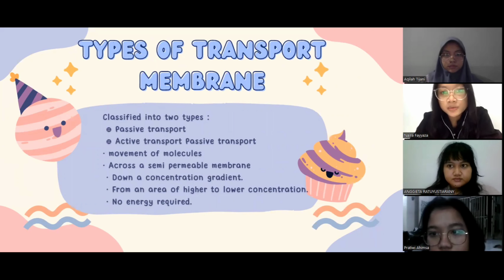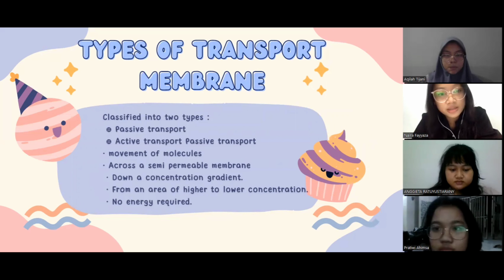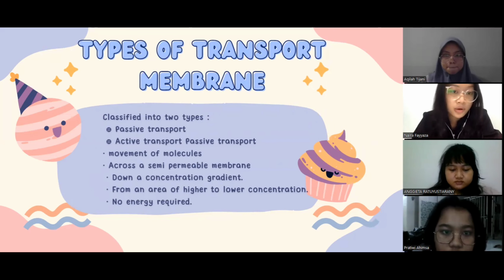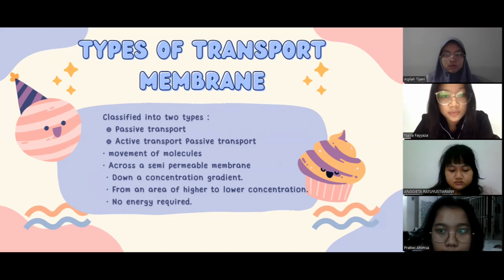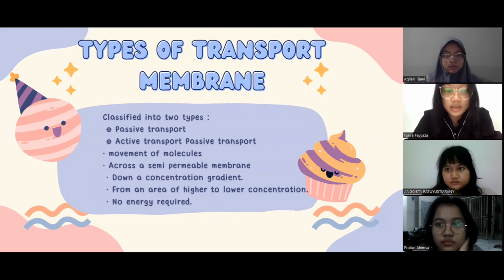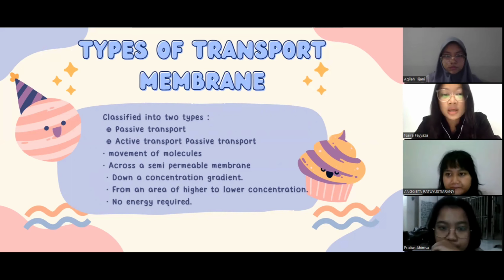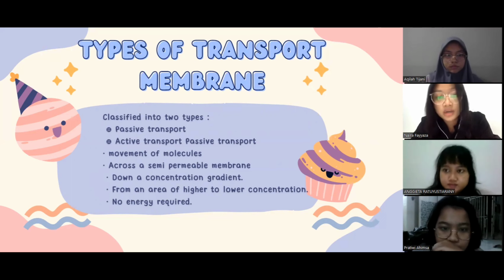And then, types of membrane transport. Membrane transport is classified into two types. Number one is passive transport, and then active transport. Passive transport is the movement of molecules across a semi-permeable membrane down a concentration gradient, from an area of higher to lower concentration, and no energy is required. But active transport requires energy.